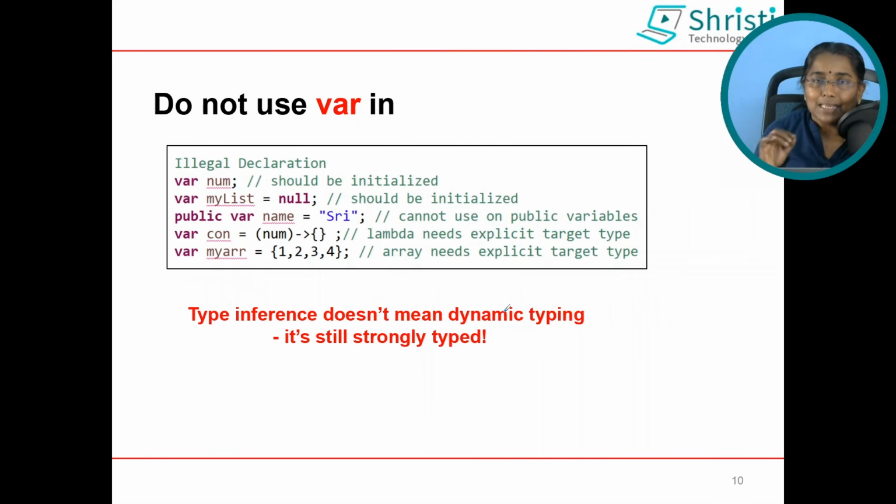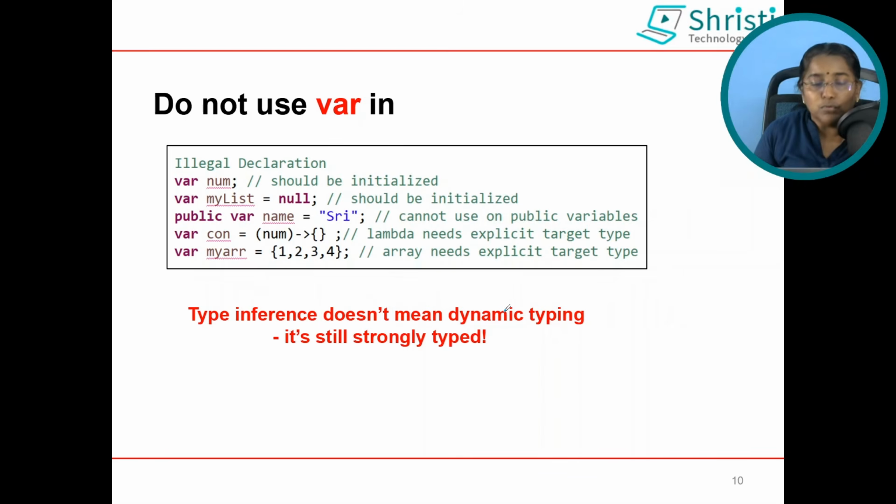Let's say I am declaring a variable as var x is equal to 10. Based on the value that you have given, it will understand that x is of data type int. Once the data type is fixed, it cannot be changed. Here, based on the value, the data type is determined. This is called type inference. Okay. These are the places where you should not use var.